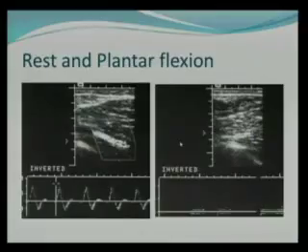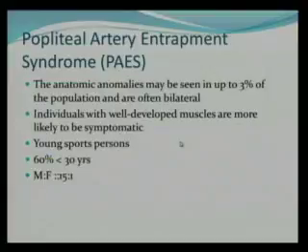So this is a Doppler image. I didn't have any cases of my own. I have not ever stumbled upon a patient by myself, so I had to get them from the net. So this was just a patient at rest where you get the normal triphasic waveform, and here on plantar flexion, there's absent flow, right? So at rest, it's normal. On plantar flexion, it's abnormal. So we are talking about popliteal artery entrapment syndrome.